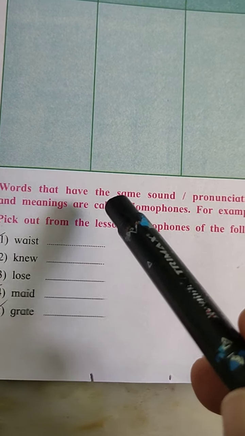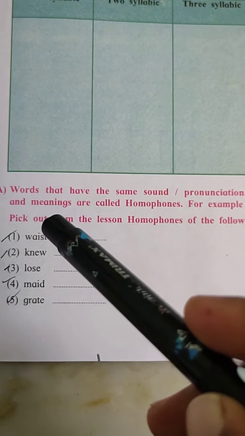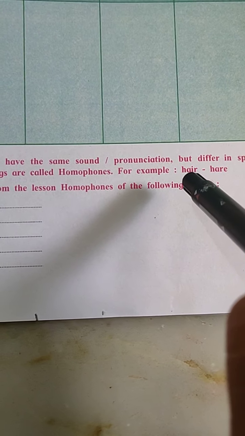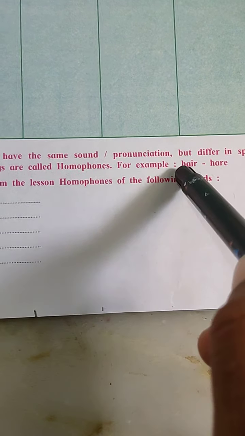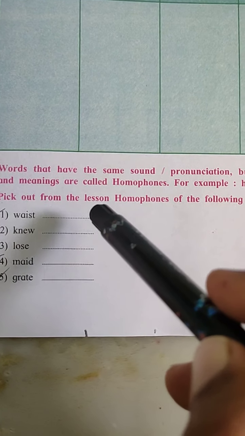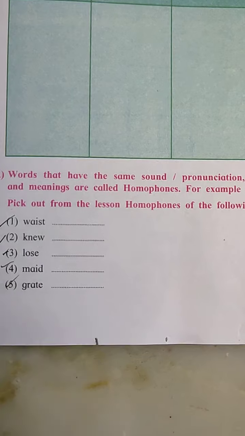Words that have the same sound, the same pronunciation, but differ in spelling and meaning are called homophones. For example, here the spelling became different, their pronunciation became the same. That is called homophone. Pick out from the lesson homophones of the following words.